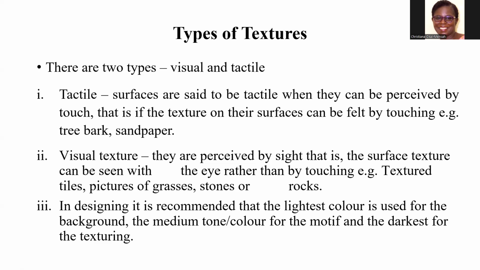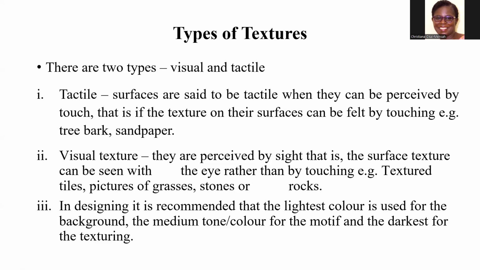Then you have the visual one. You can see it very smooth, but when you touch it, it is not. You can see it very rough, but when you touch it, it is not. So as if your eye is deceiving you, right? So they are perceived by sight. That is, the surface texture can be seen with the eye rather than by touching. So the tiles in your room, as if it is rough, but when you touch it, it's very smooth. A picture of grasses, you see as if there are grasses over there, but when you touch it, it's very smooth. Stones and others. So that is the visual.